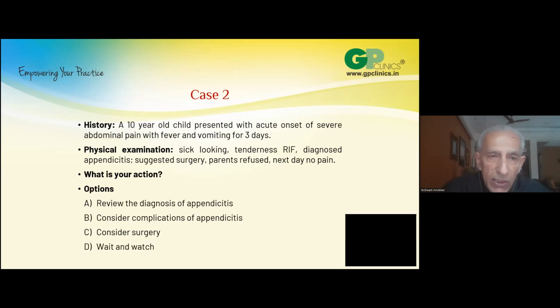Now, the next case is something similar. This child is a 10-year-old who presented with acute onset of severe abdominal pain with fever and vomiting for the last 3 days. He was very sick looking. He had a tender right iliac fossa. So he was diagnosed correctly as appendicitis and he was suggested surgery. The patient refused, but the next day the pain disappeared, but abdominal distension persisted. What is your action on this patient? Your options are review the diagnosis of appendicitis, consider complication of appendicitis, consider urgent surgery, or wait and watch. Your time starts now.